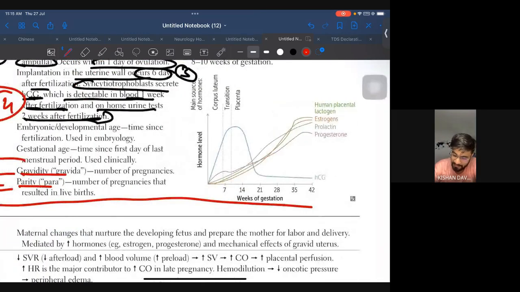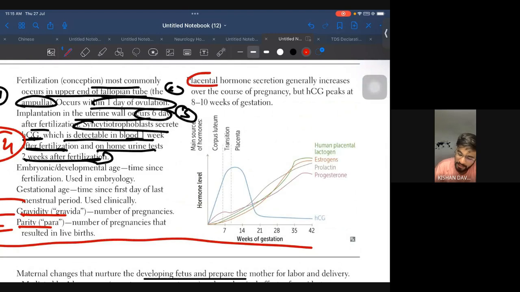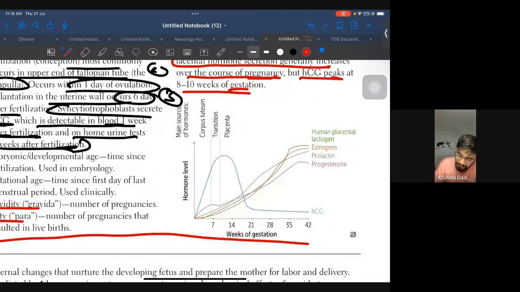Yeah, this graph is also important. The placental hormone secretion generally increases over the course of pregnancy, but HCG peaks at 8 to 10 weeks of pregnancy. So see this, this is about HCG, and human placental lactogen is the highest. Okay, so don't get confused. If they ask you irrespective of the weeks, then you can go for HPL. If they specifically mention before 10 weeks, you should go for HCG.